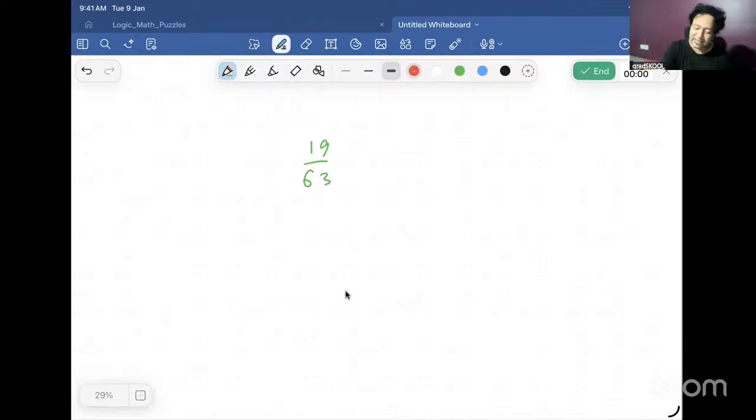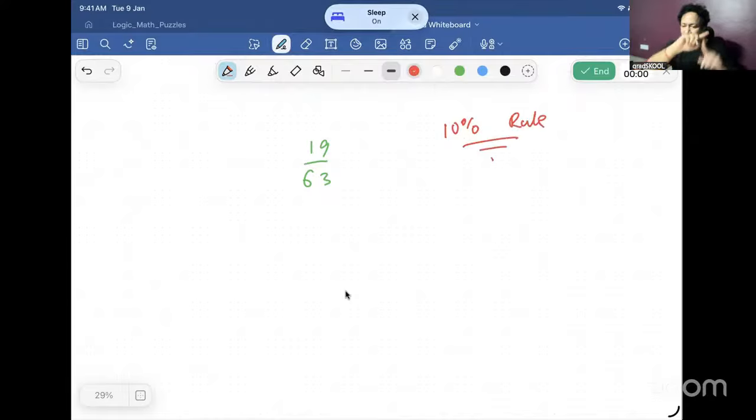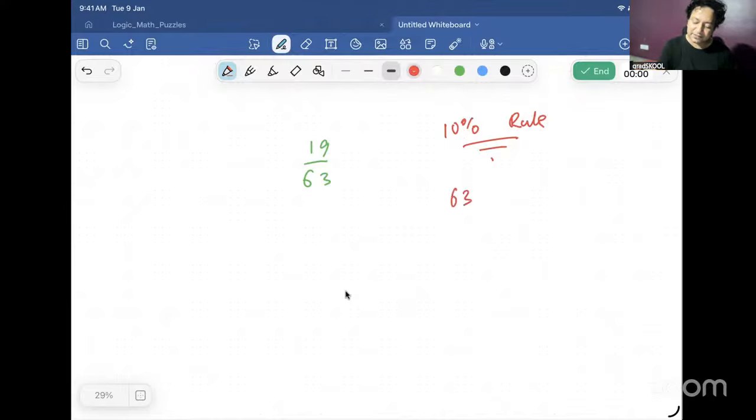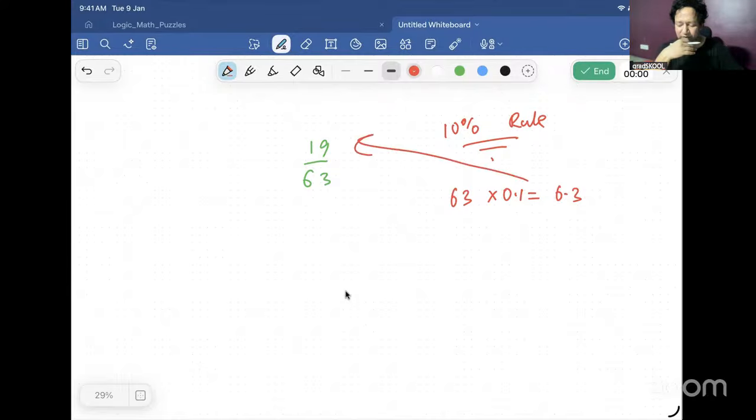The best way is the 10% rule, which I already told you. And now everything will come full circle. You will realize what we are doing here. Okay. 63 cut 10% is basically 6.3. All right. It's 6.3. Cool. Now I will see how many times 6.3 goes into 19. 6 3s are 18, if I do it 3 times I get 18.6. That means if it were 18.6, this would have been 30%, right?